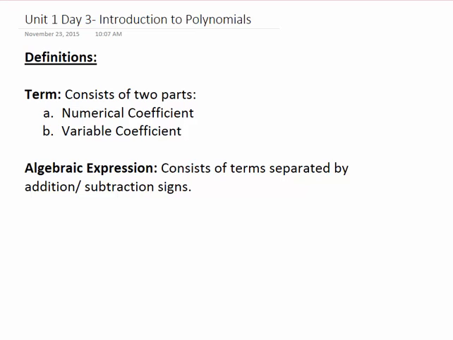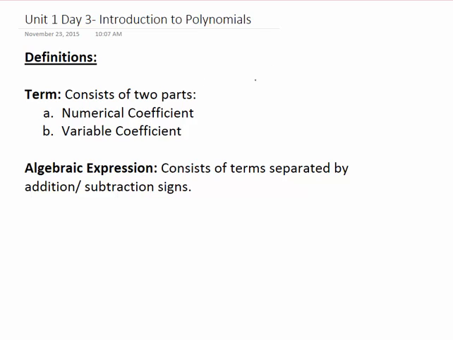Today we'll be introducing you guys to polynomials, but first there are some definitions that we need to get used to for our new vocabulary. The first definition is term. A term consists of two parts, a numerical coefficient and a variable coefficient. I'll show you by way of an example what I mean by that.